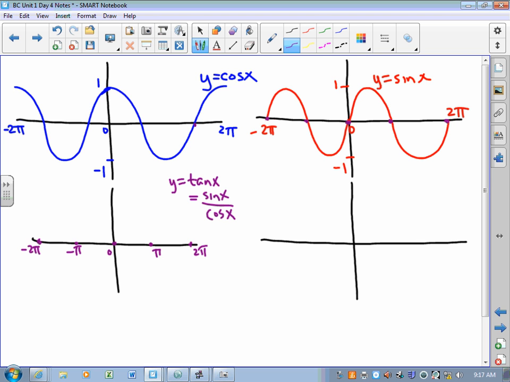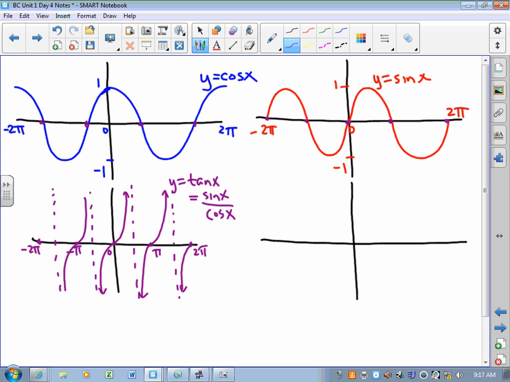Everywhere the cosine graph is 0, the tangent graph has an asymptote, a vertical asymptote, because everywhere cosine is 0, tangent is undefined. And so you remember that the graph looks something like this, and it repeats itself with a period of pi. Every pi, you get the exact same picture. There it is.